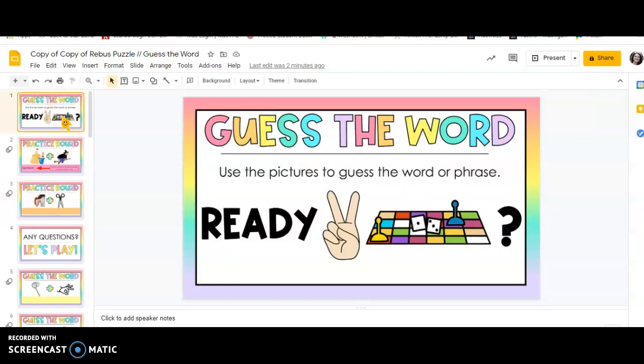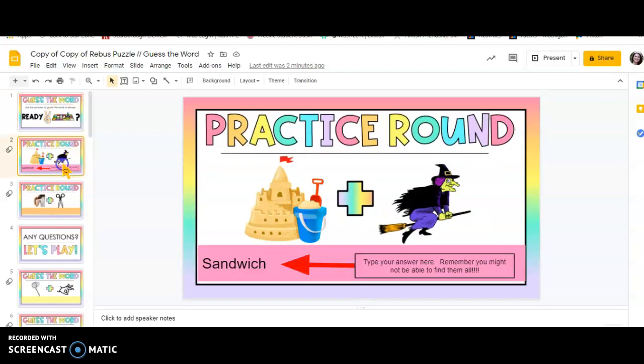Let's solve some rebus puzzles. A rebus puzzle is a puzzle that uses pictures and letters put together to convey a word or a phrase. For example, look at this. We've got sand and a witch. When you put those together, you get sandwich. So you would type your answer right here.